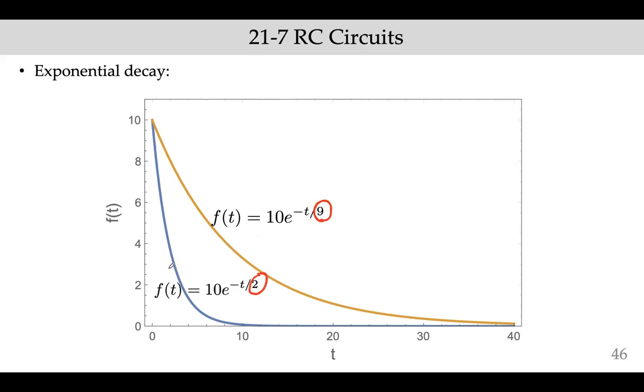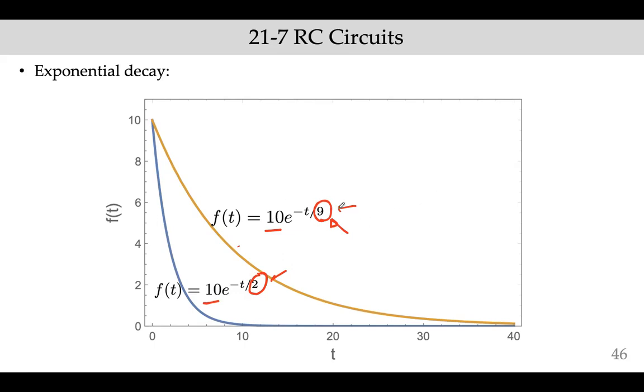So if you compare these two functions and their plots, their amplitude is the same, 10, and the exponential function is the same, except there is the difference here. It has 9, here it has 2. Now, as you can see, if this number is small, then the decay happens more quickly. If this number is large, in this case 9, the decay takes more time. So that's the meaning of that number.